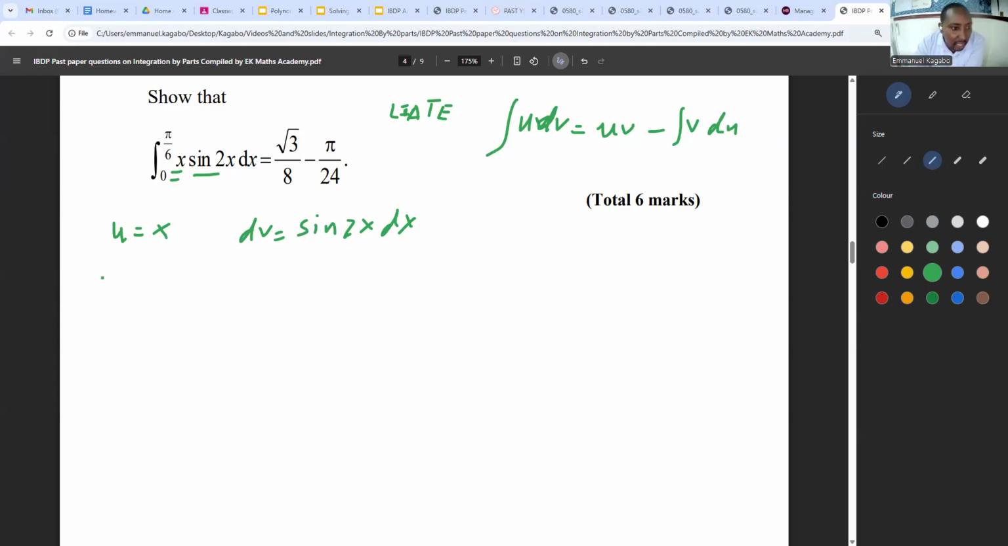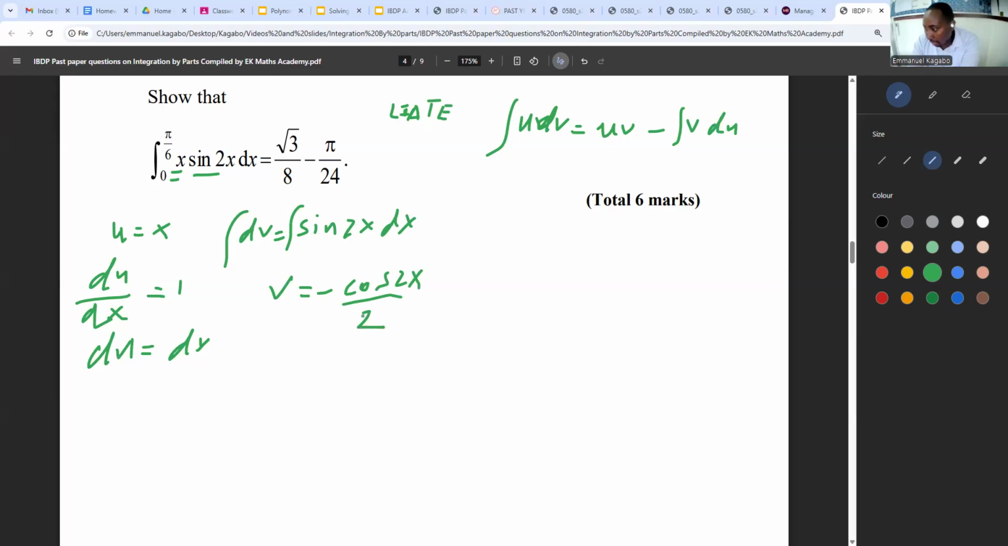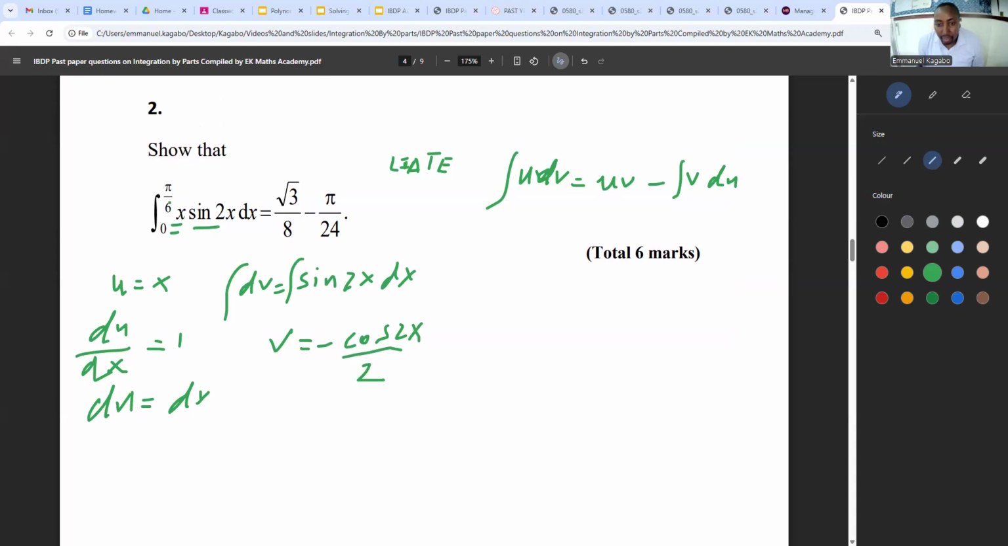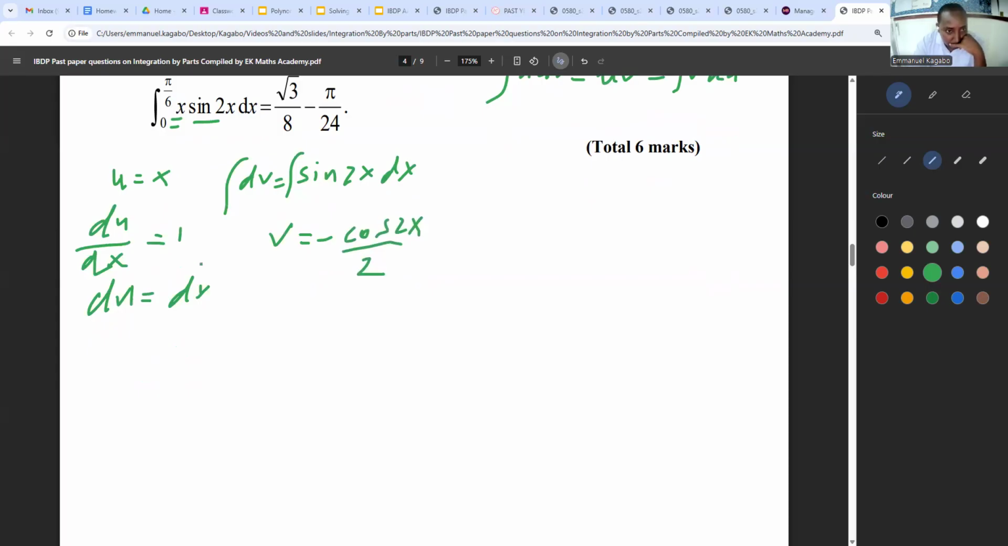So how do I get du? I have to do the derivative. du over dx will give me 1, right? So du will be equal to dx. Okay? Now, can I integrate that, guys? So it's going to give me v. Now, what's the integration of sine? It's minus cos. So it's going to be negative cos 2x over 2, guys. Is that okay? I hope you understand what I'm doing here. Now, very good. Now, remember, I have my limits here. Remember that. Good. Now, let us proceed here.